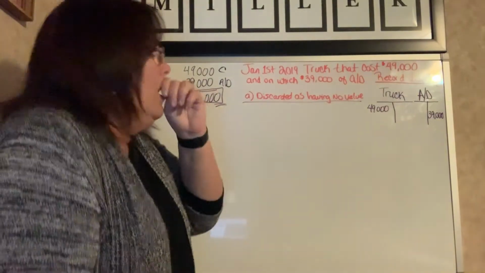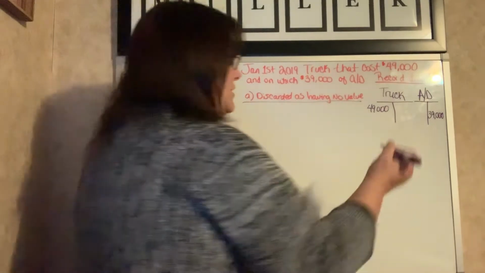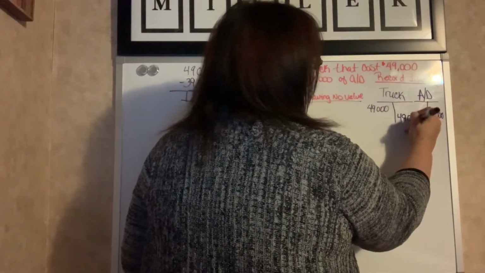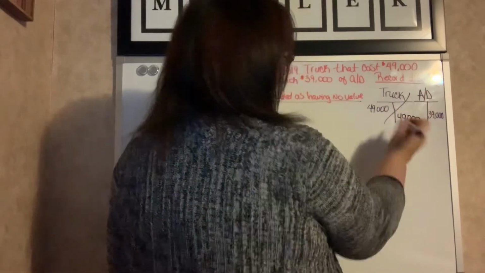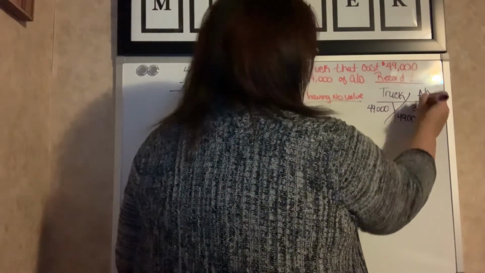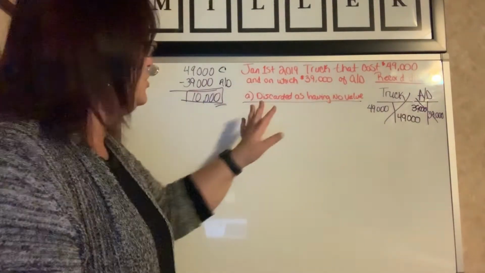So how do we get rid of this? Well, again, back to your closing entries, we have to do the opposite. That means we're going to have to give a credit of $49,000 to wipe out that account, and we're going to have to debit accumulated depreciation $39,000 to wipe out that account. So let's actually do the journal entry here.